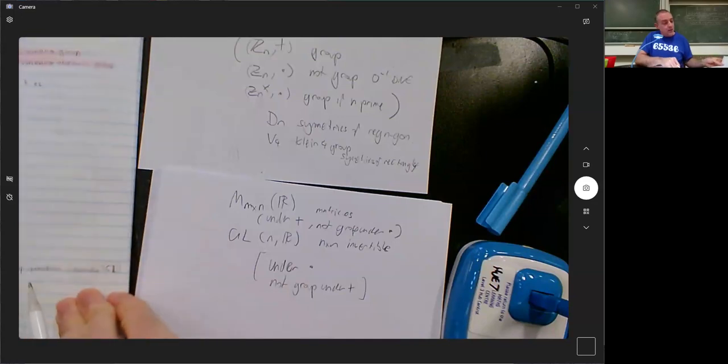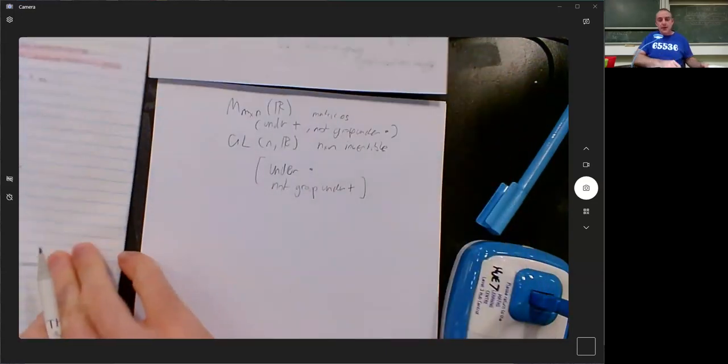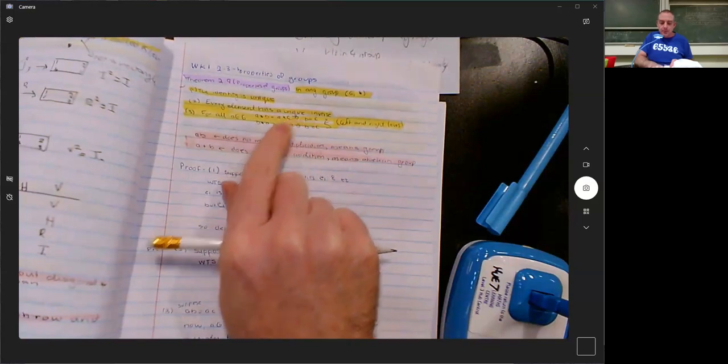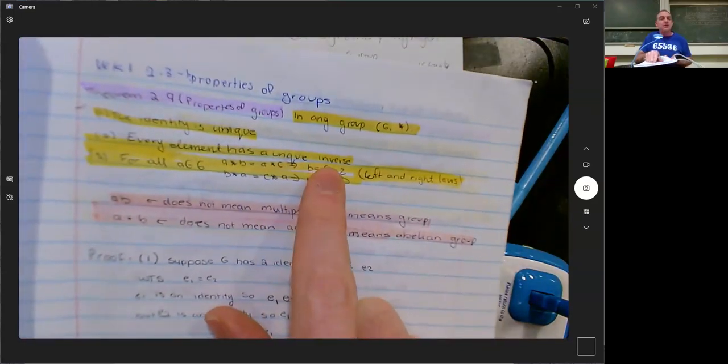And then we made... so here we are. There's the theorem you asked. Are the inverses unique? Yes, every element has a unique inverse.